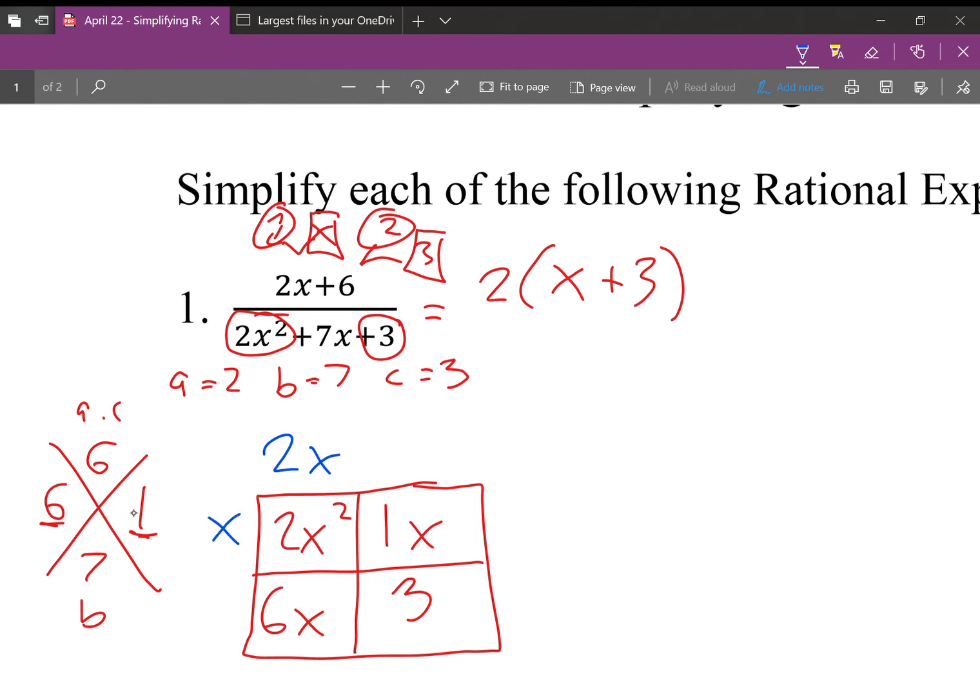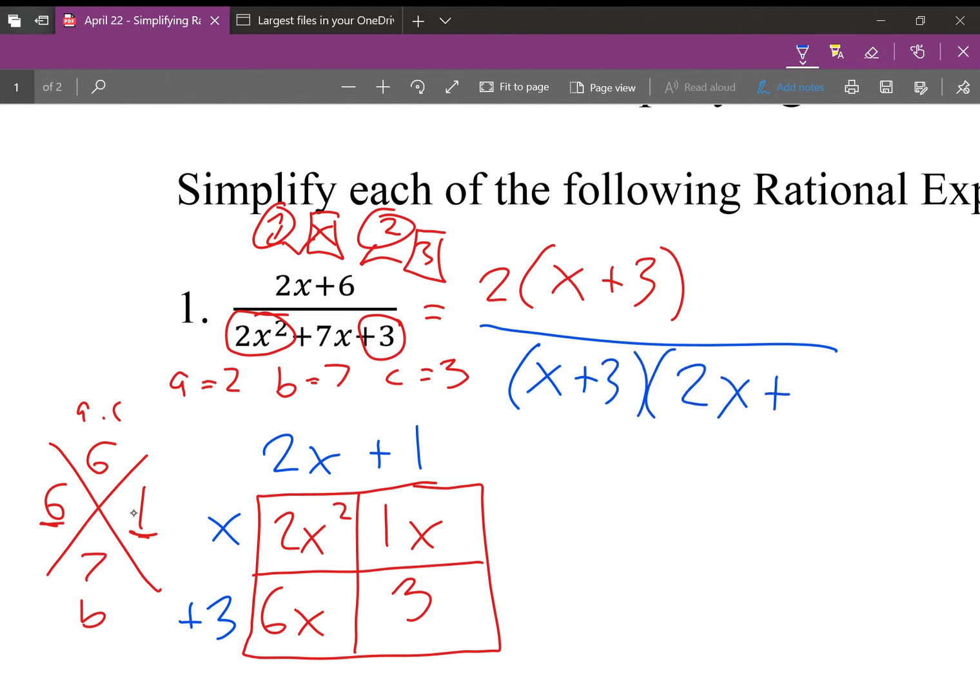To turn 2x into 6x, I multiply by positive 3. To turn x into 1x, that's not really a change. I'm just going to multiply by 1. So my denominator in factored form becomes those outsides, x plus 3 and 2x plus 1. And I want to say that most of you are getting that right pretty much every time, so that's great.